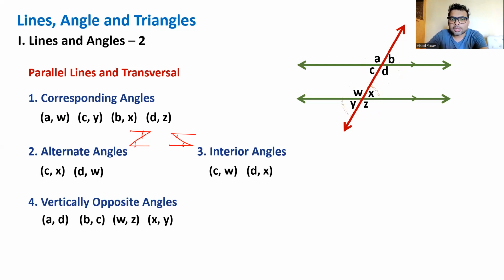Now, corresponding angles are always equal. Alternate angles are also equal. Vertically opposite angles are equal, and interior angles need not be equal, but their sum will always be 180 degrees. So they are supplementary.